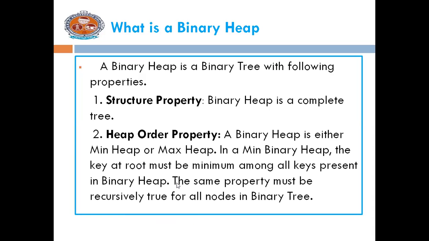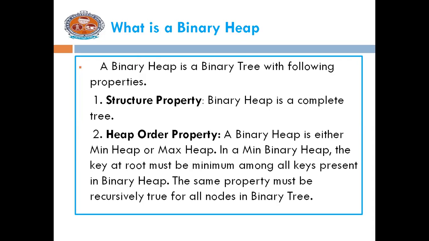The next property is the heap order property. A binary heap is either a min heap or a max heap based on the heap order property. In a min binary heap, the key at the root must be the minimum among all keys present in the binary heap. The same property must be recursively true for all nodes in the binary tree. That means in a min binary heap, every node's value is less than all the nodes in its subtrees.